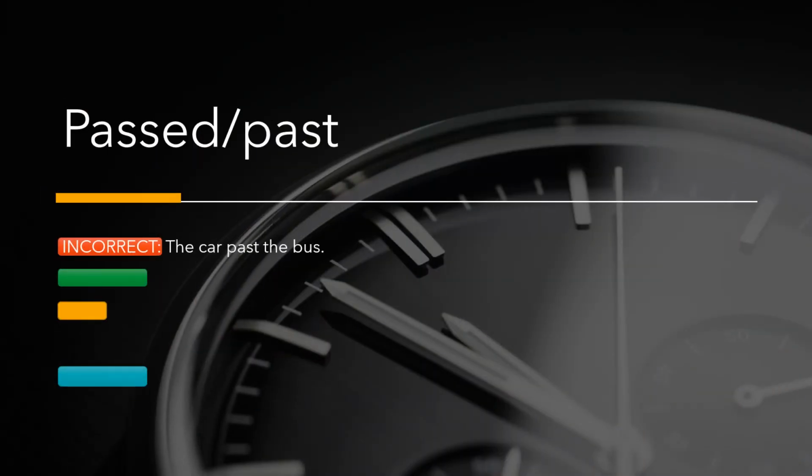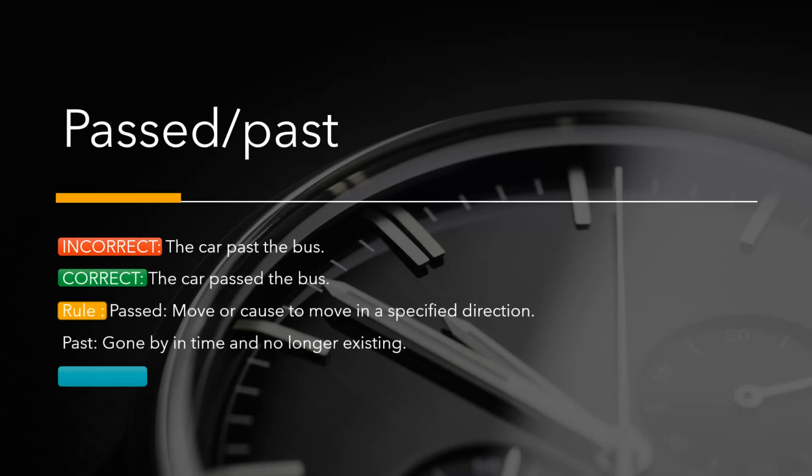Passed or past. The car passed the bus. The car past the bus. Passed means moved or caused to move in a specified direction. Past means gone in time and no longer existing. Example: he passed through towns and villages. The danger is now past.